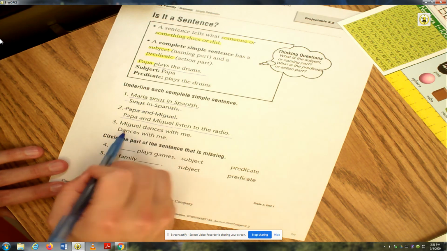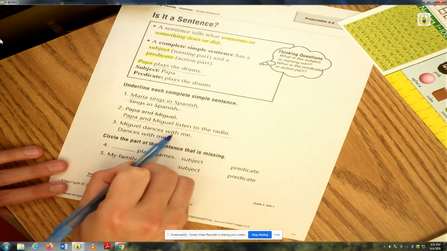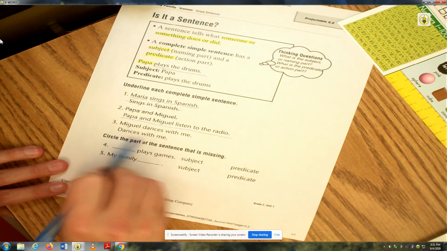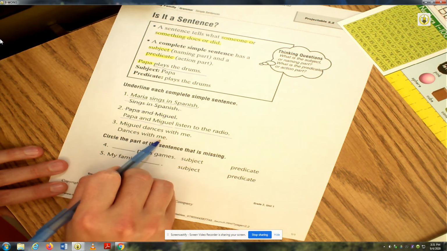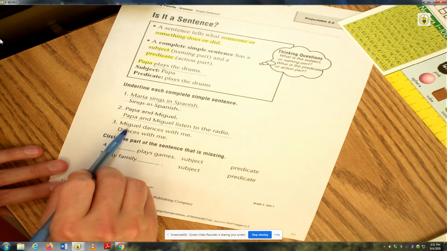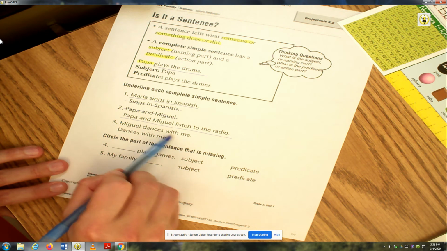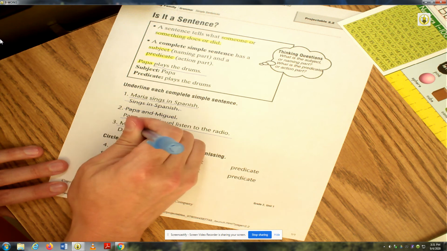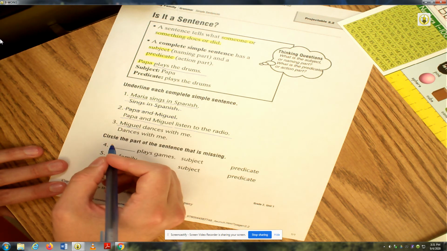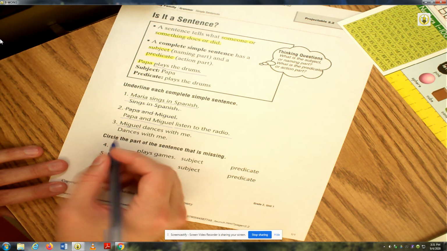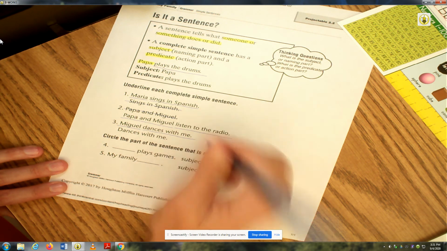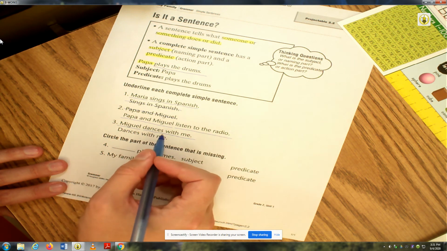Number 3, Miguel dances with me. Dances with me. Well, let's look at both sentences. Miguel dances with me. The subject of that sentence is Miguel. The sentence is about Miguel. The action in that sentence, dances with me. That's the predicate. That is a complete simple sentence.